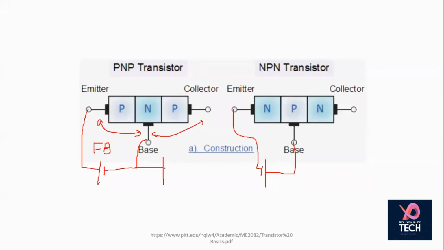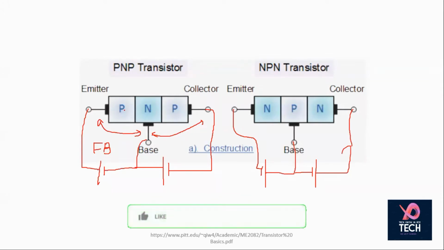Here the base is positive and the P is negative, so this junction is reverse biased. If we opt for this particular configuration, then we say that the device is being operated in active mode of operation. That means the emitter base junction is forward biased and the collector base junction is reverse biased. We can say the device is operated in the active region, which we use when we want our device to operate as an amplifier.